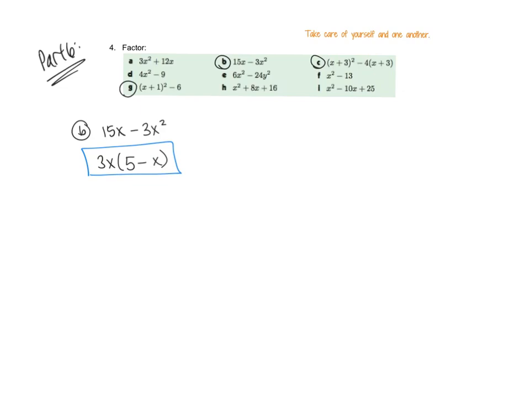Okay. Now in letter C, we have x plus 3 squared minus 4 times x plus 3. This one is a little bit challenging. So this is all one term and this is all one term. This is one term because of the square. This is one term because of the multiplication. So we have a binomial.